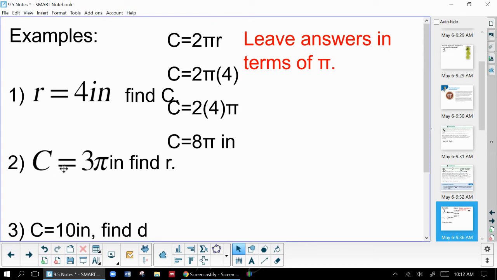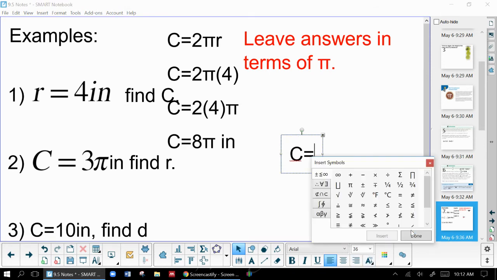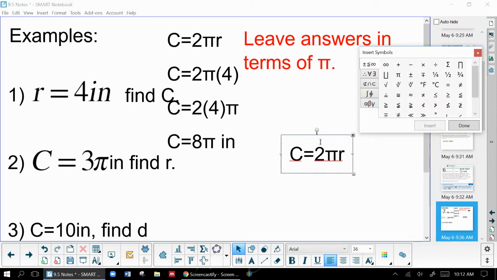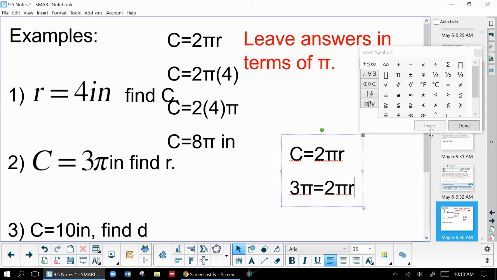So next one, we've got C. They're telling us the circumference, and they want us to find the radius. Again, we're going to leave this in terms of pi. So always, always, always start off by writing your formula. Since we're finding r, we're going to use the formula that has the r in it. So C equals 2 times pi times r. And we're going to plug in what we know. This time what we know is the c. So we're going to replace c with 3 pi, and that equals 2 pi r. And we're going to start solving for this.